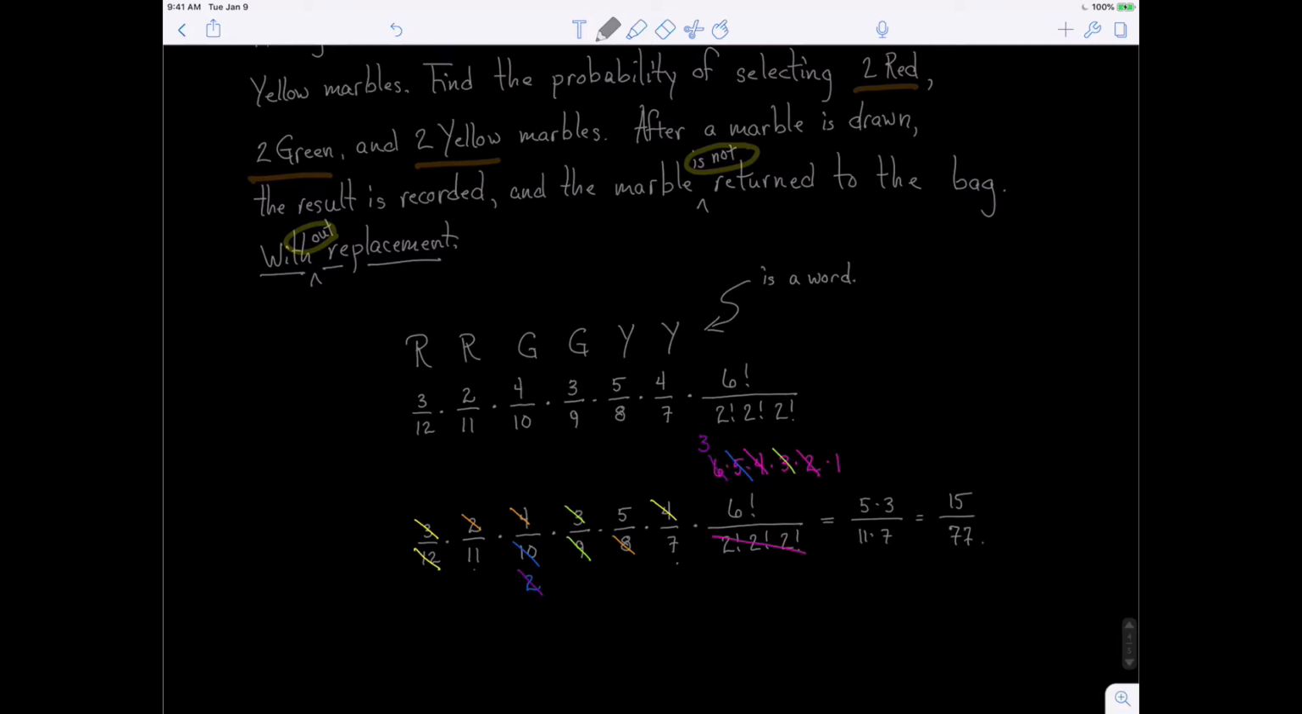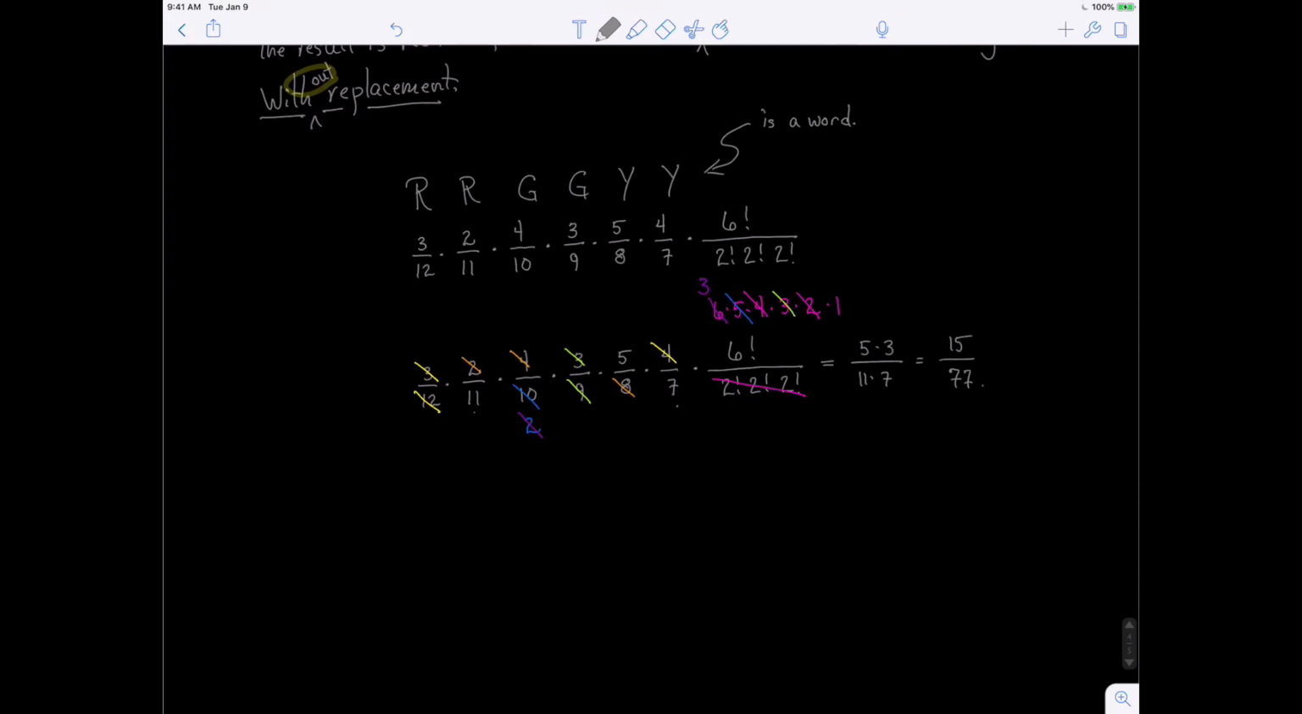Now, that's one way to get the answer, and I think that's the most intuitive way, but a lot of people like this next way. Here's what they would do. They would say, all right, well, I need to get 2 reds.